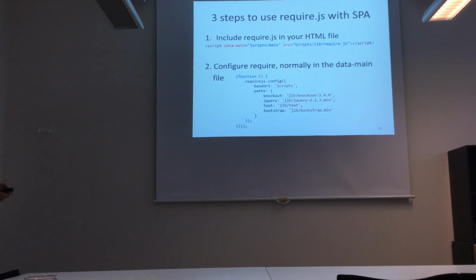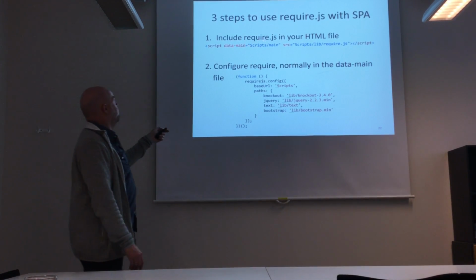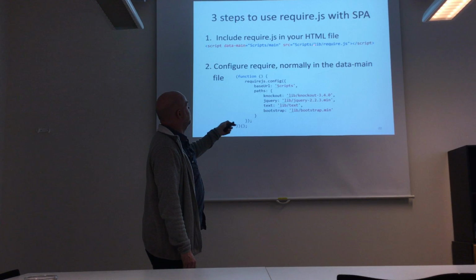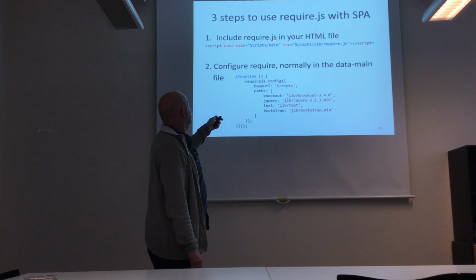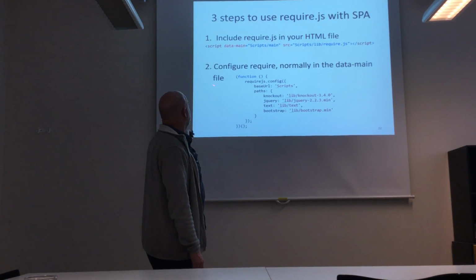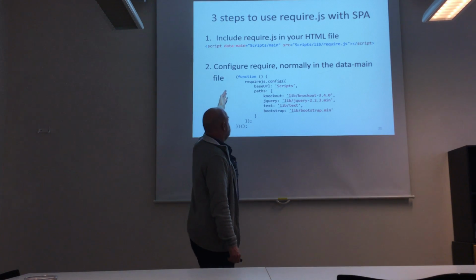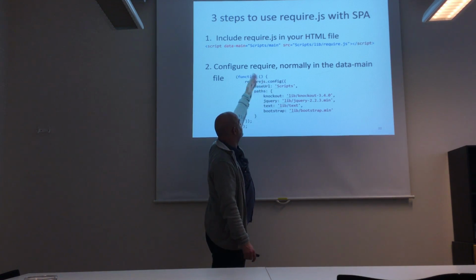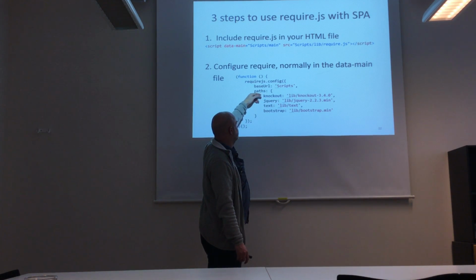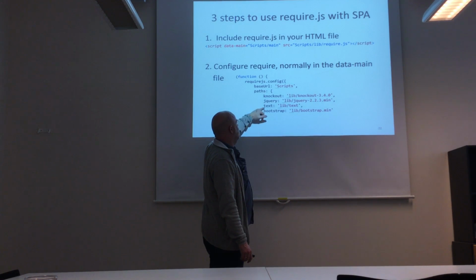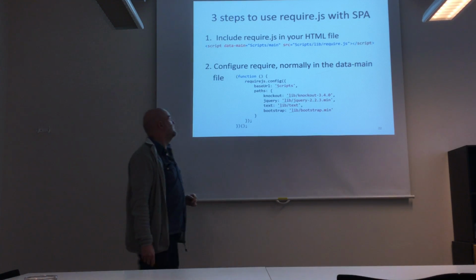So we saw this example. I'll just repeat that and then do an example in a moment. We have this one definition where you add the require library. In this case, I have a scripts folder where I have the library, and then I have require, and the main JS file where I have the definition of the base URL. That will be scripts, and then the paths, so how to get to knockout, to jQuery, to Bootstrap, and to text. We'll talk about that in a moment.